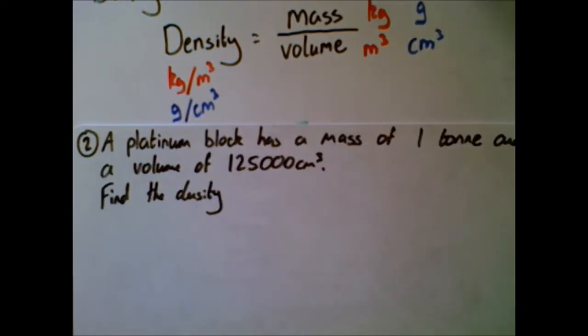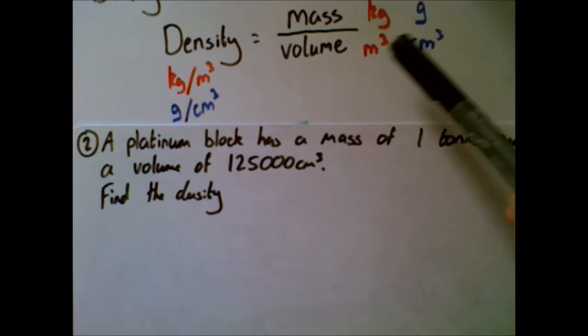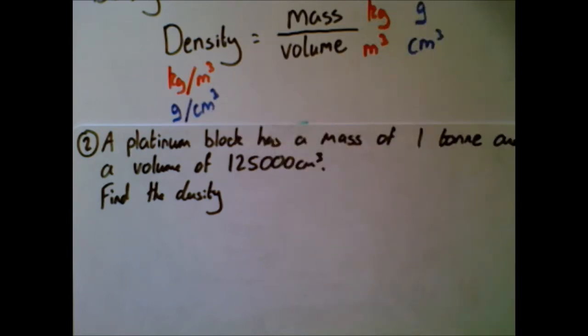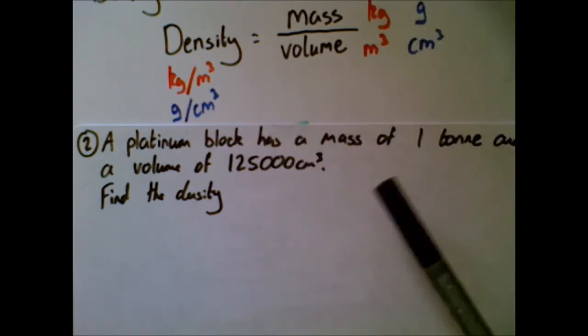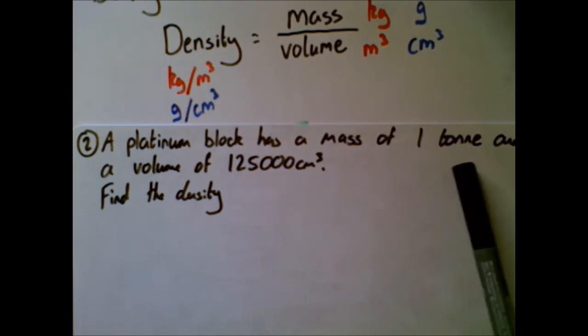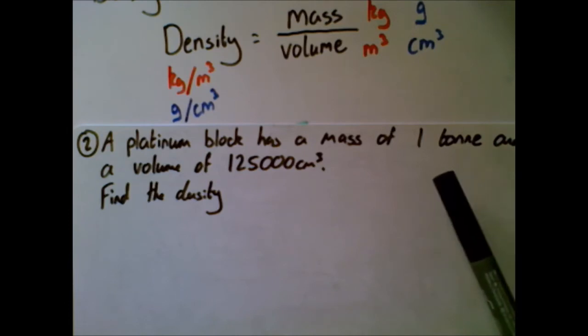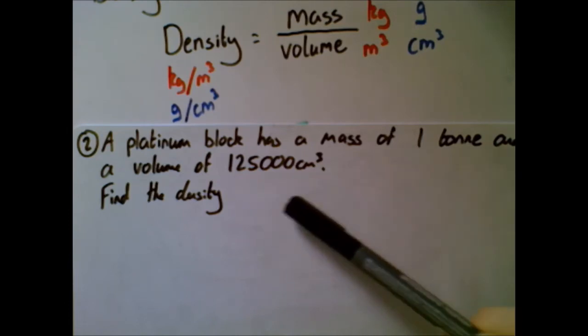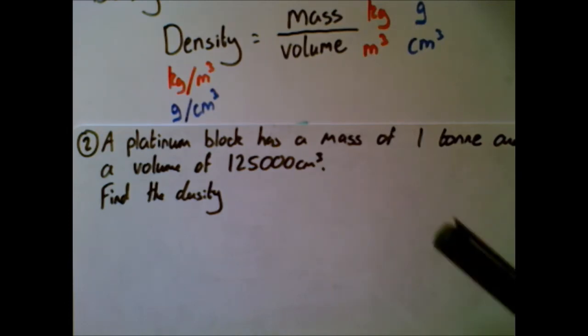Okay, as if by magic then, there's question 2. So, a platinum block has a mass of 1 tonne and a volume of 125,000 cubic centimetres. Now, this is a bit of a pain, this one, because you can see it's not in one of our sets of units that we wanted. Now, we could put this into grams. However, 1 tonne is quite a large mass, that's quite a big volume. We're going to really be wanting to go to the red unit. So we're going to have to convert both of these.